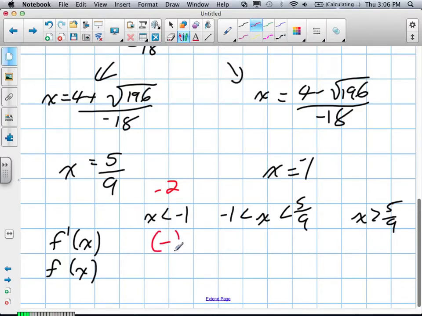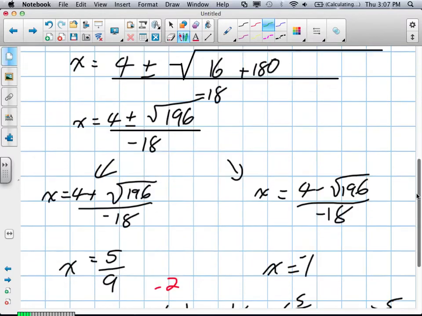So if f prime x, when less than -1, is negative, we have decreasing. Okay, so that means our graph is coming downwards. In between, we're going to use something like, no, 0 won't work for us, because we know that.